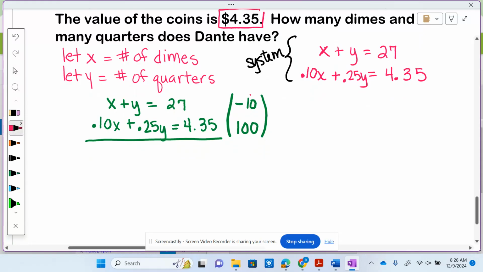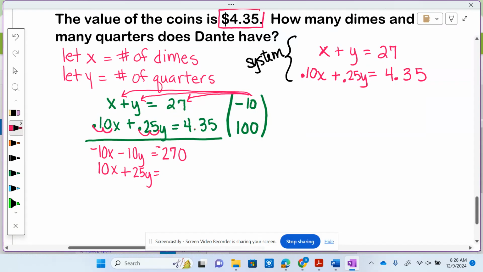So let's kind of do this. Negative 10 times x is negative 10x. Negative 10 times y is negative 10y. And negative 10 times 27 is negative 270, right? Okay. So when I multiply by 100, I'm actually just moving the decimal over 2 times. Positive 10x plus 25y equals 435.